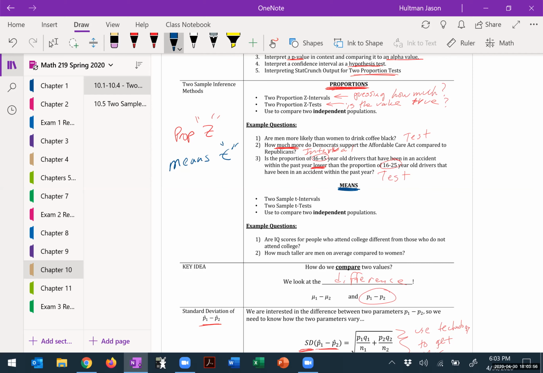So we're gonna talk about what is a two sample T interval, how we get that, and what's a two sample T test. Used to compare two independent populations. They're independent. We'll talk about later what happens when they're dependent, but for now we're going to talk about what happens when they're independent. Two different populations, like men and women.